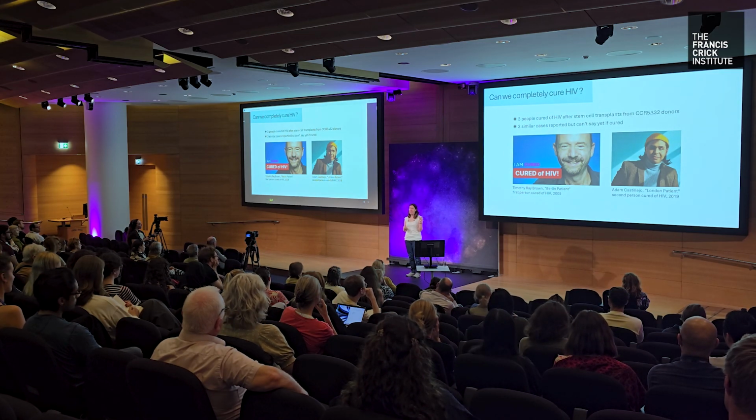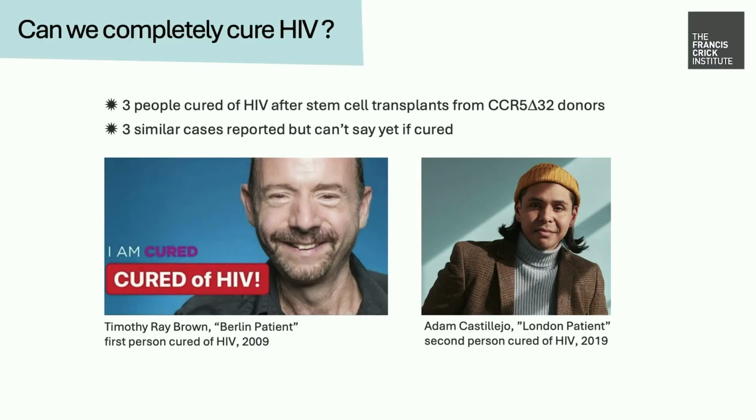But the other thing is that this CCR5 delta 32 mutation is really rare. It's found in about 1% of Caucasians, so people of European ancestry. It's even rarer in other people. And so it took another 10 years before they could repeat this in another person, called the London patient because he was treated here. And he had a different cancer and slightly different treatment, but we managed to cure him as well.